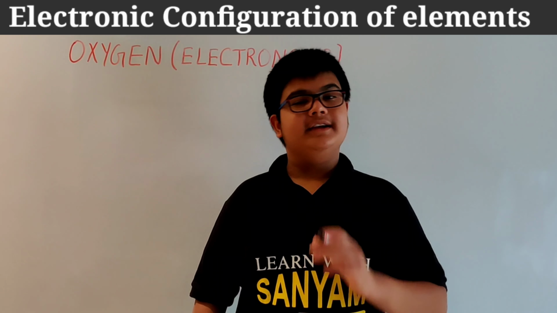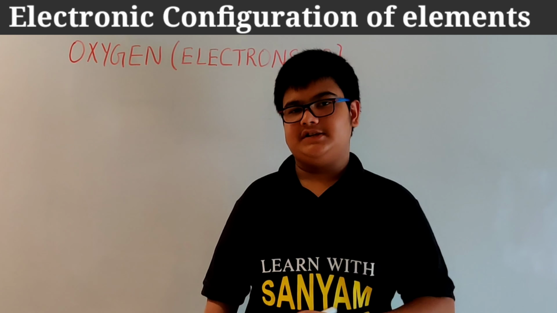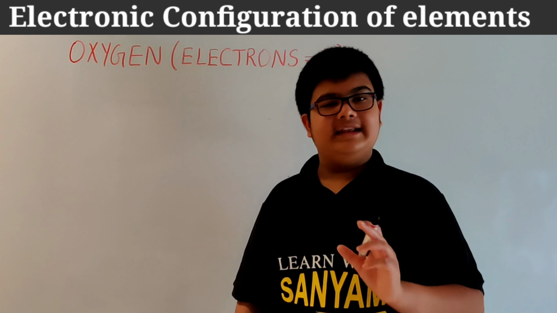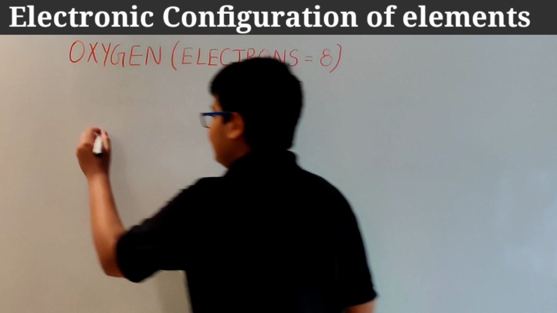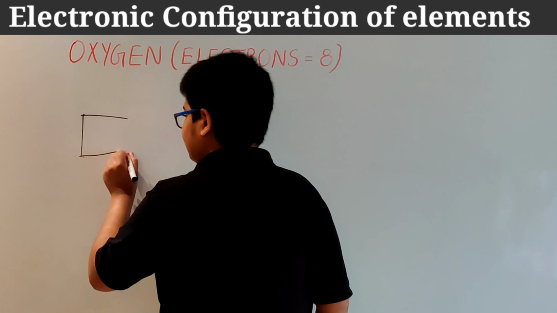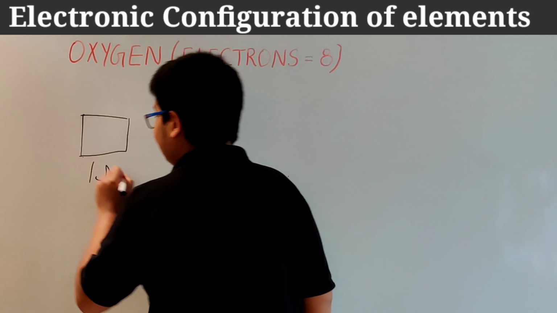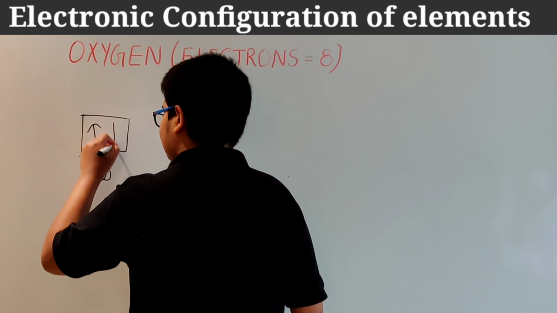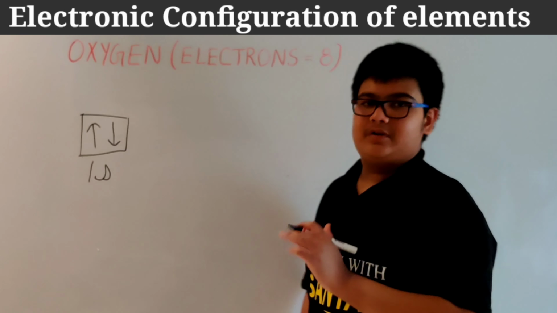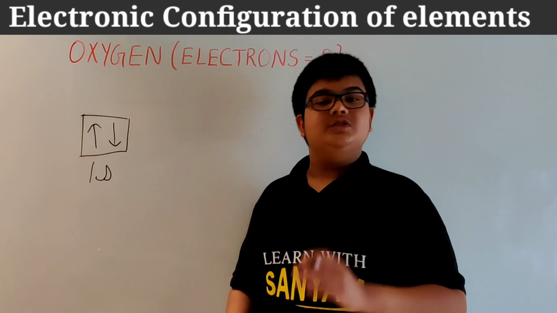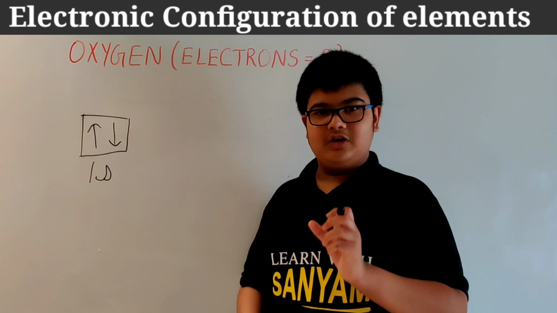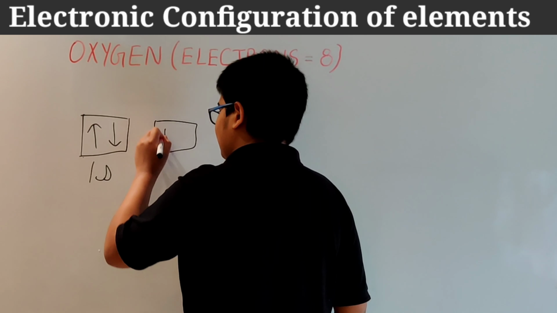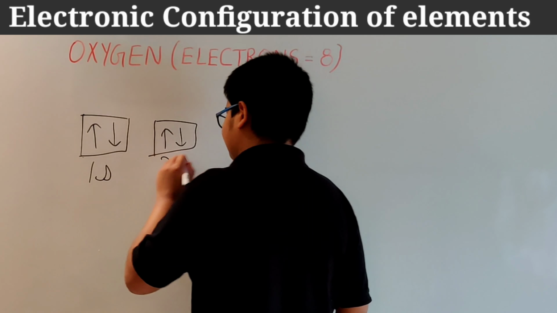So now let's write the electronic configuration of oxygen. It has 8 electrons. So first we will put the electrons in the 1s orbital, and as it has a capacity of 2 electrons, here we will put 2 electrons in the 1s orbital. Now 6 electrons are left. So which is the next orbital in energy order? That is the 2s orbital. So again we will put 2 electrons in the 2s orbital.